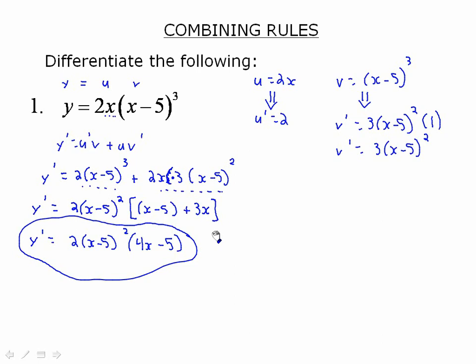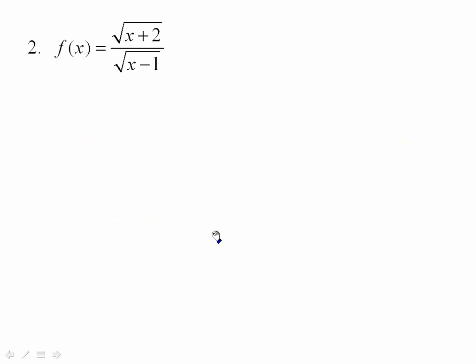So I'll go through a number of examples showing a fair bit of variety. Number 2, f of x is equal to the square root of x plus 2 over the square root of x minus 1. So I will, off to the side, take u as being (x plus 2) to the 1/2, and v being (x minus 1) to the 1/2. And I will note that this is going to be u over v. It's going to be a quotient rule question.